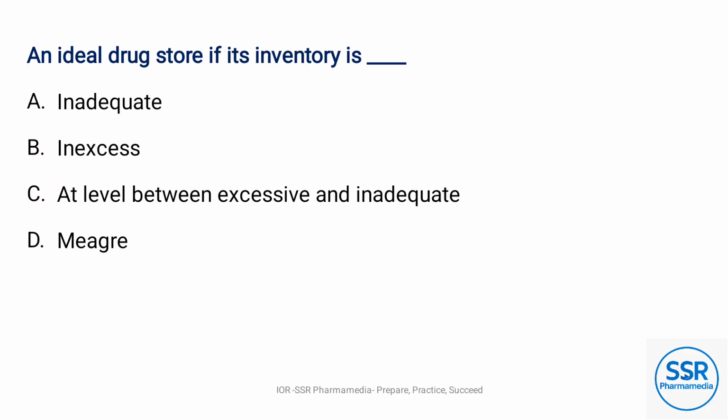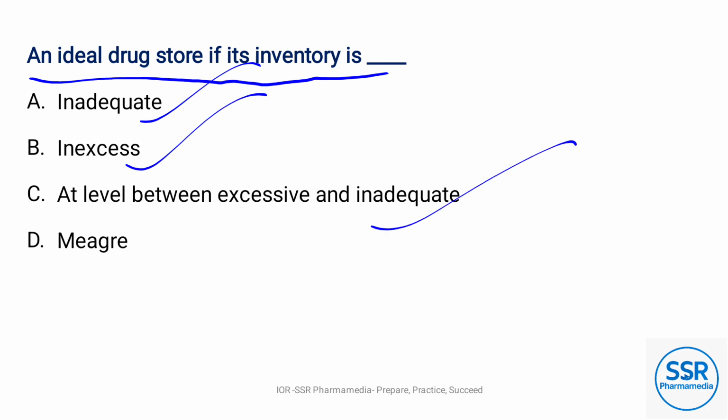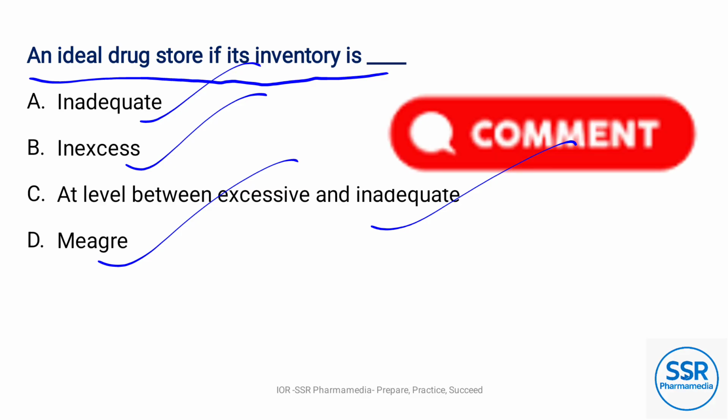An ideal drugstore, its inventory is? Option A, inadequate. Option B, in excess. Option C, at a level between excessive and inadequate. Option D, meager. Put your answer in the comment box. Comment your answer.